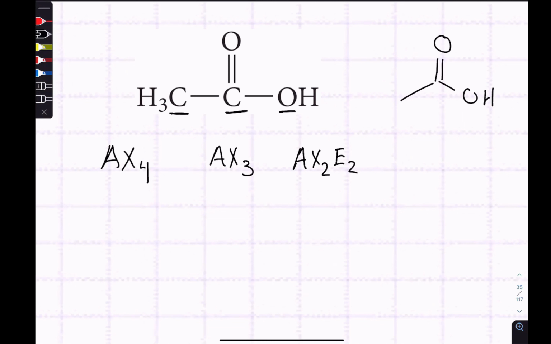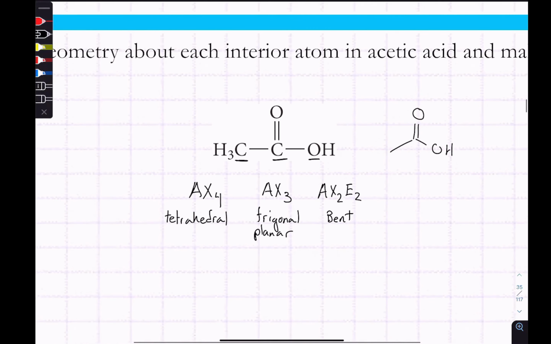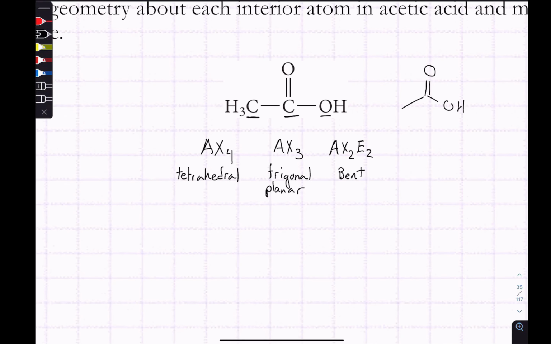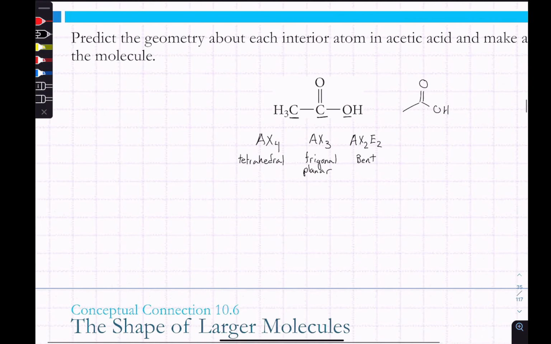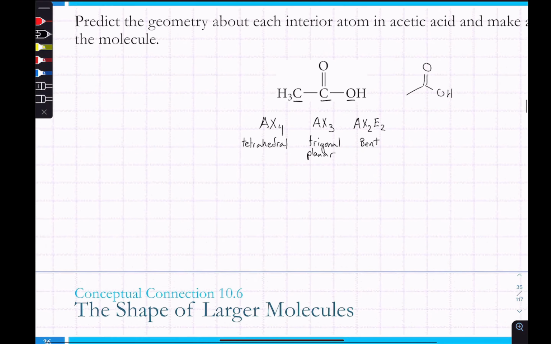So AX4 is what geometry? Tetrahedral. AX3? Trigonal planar. AX2E2, that's bent. Now the trickier part. It says make a sketch of the molecule. You've got to add 2 more lone pairs.